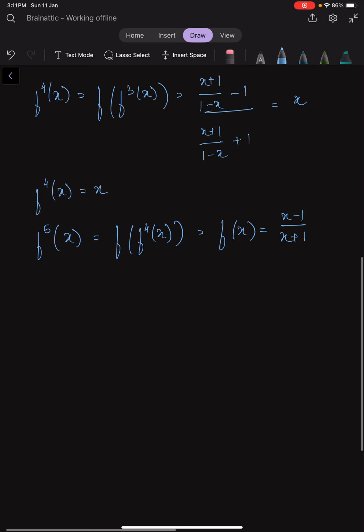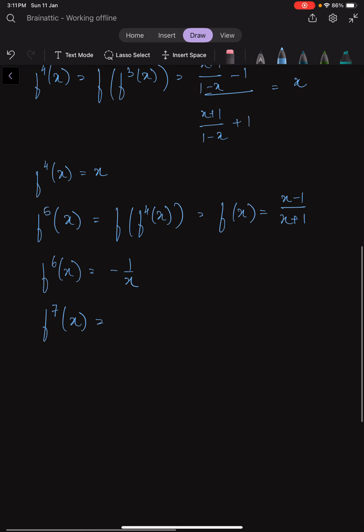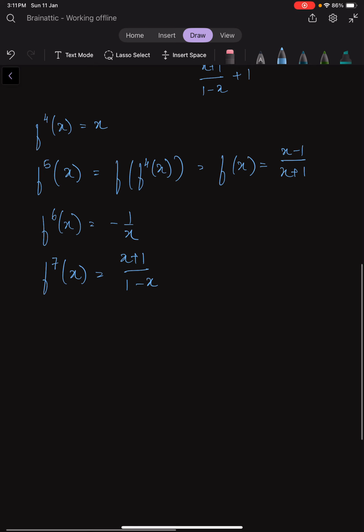Okay, so we are repeating the pattern now, which means that f6 of x is equal to minus 1 by x, correct? And which also means that f7 of x is equal to (x plus 1) by (1 minus x). Is it correct? Yeah.